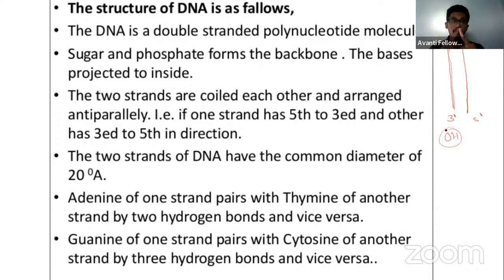If you look at the end of one DNA strand, it might have the fifth carbon phosphate group popping out. If you look at the other strand in the same direction, you won't find the phosphate group. You will find the free OH group from the third carbon atom. So that's how we can say that it is anti-parallel in nature. Okay, so that is the first thing.